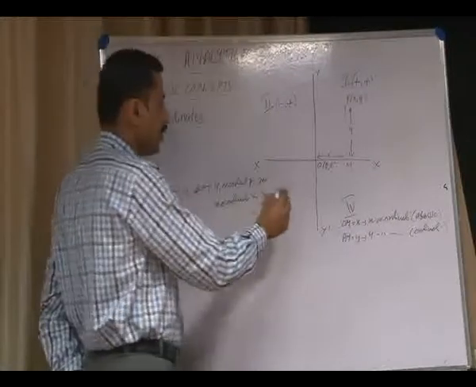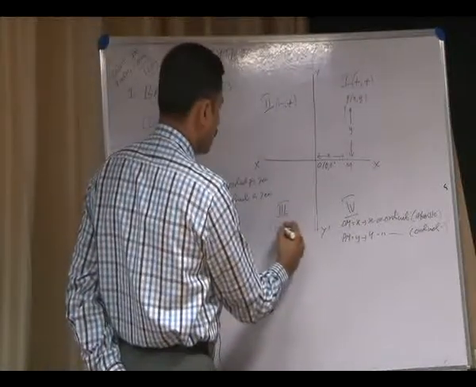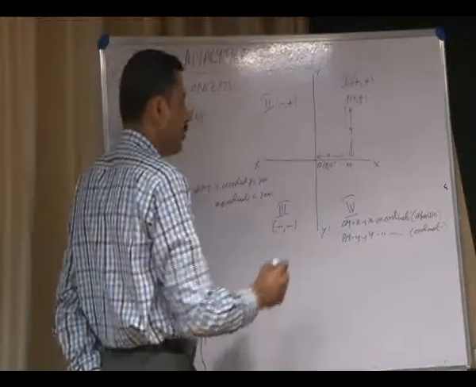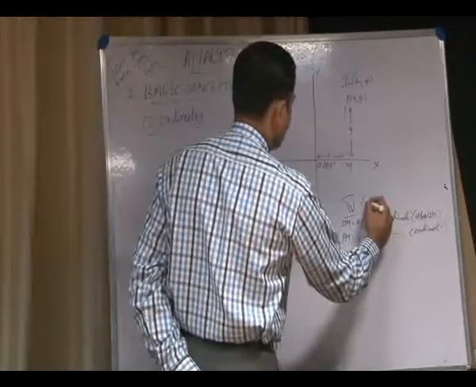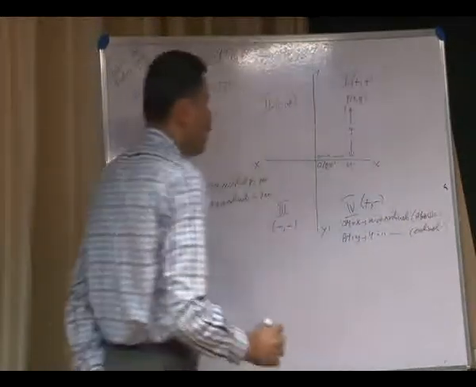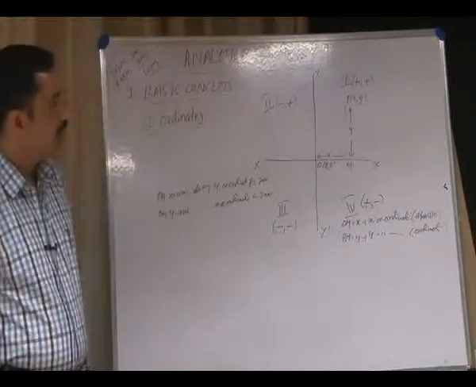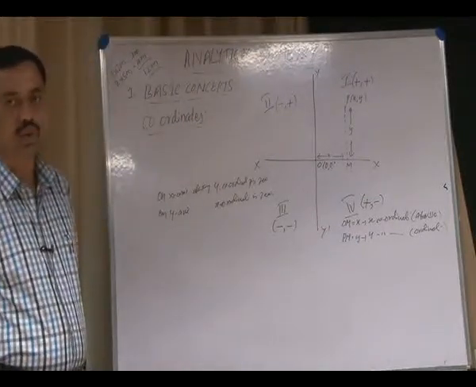Similarly, in the third quadrant both x and y coordinates are negative, and in the fourth quadrant x is positive, y is negative. So, like this we get the sign convention in different quadrants of the coordinates.